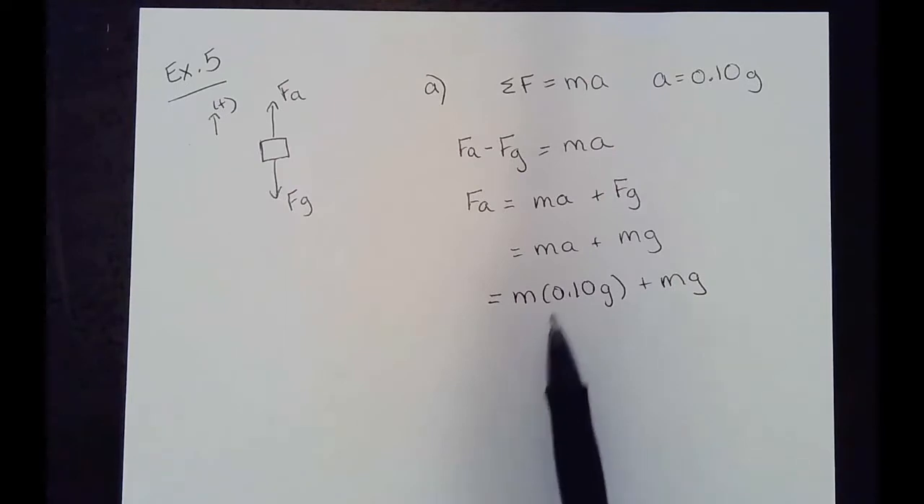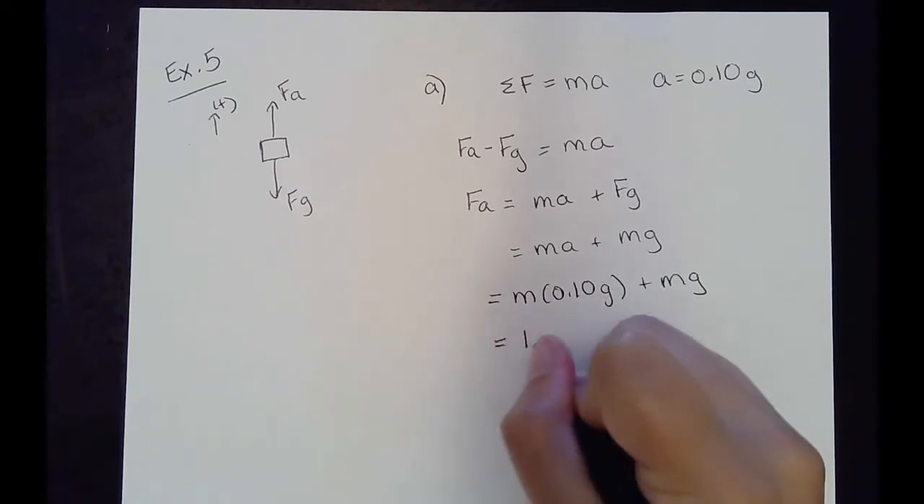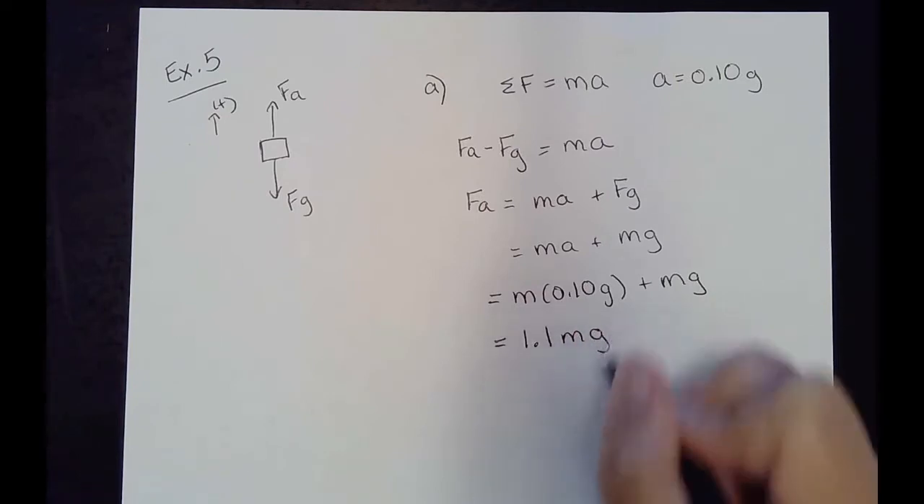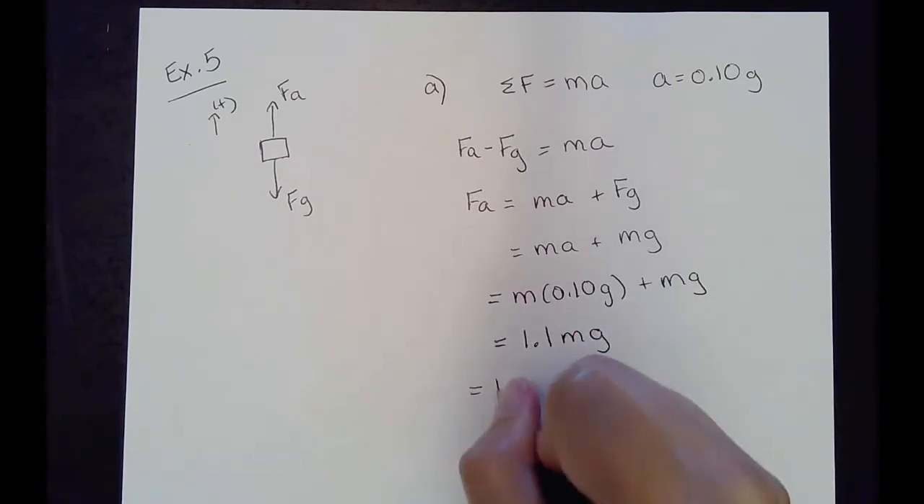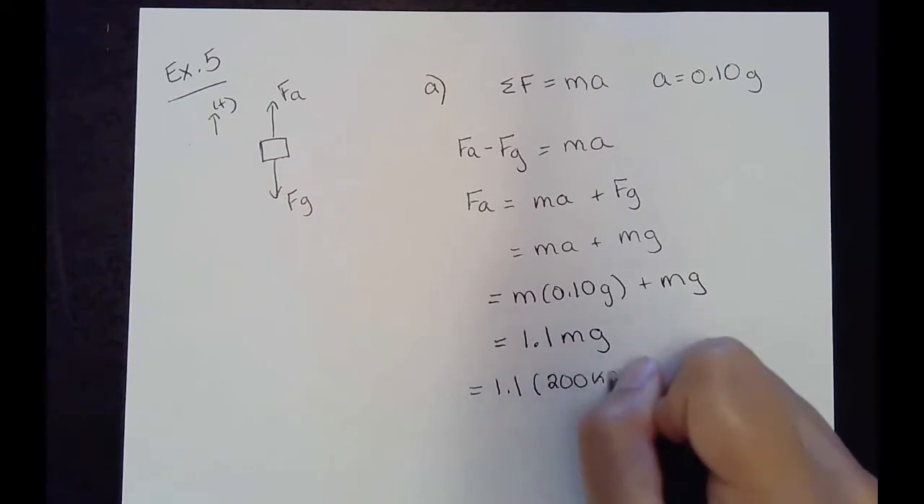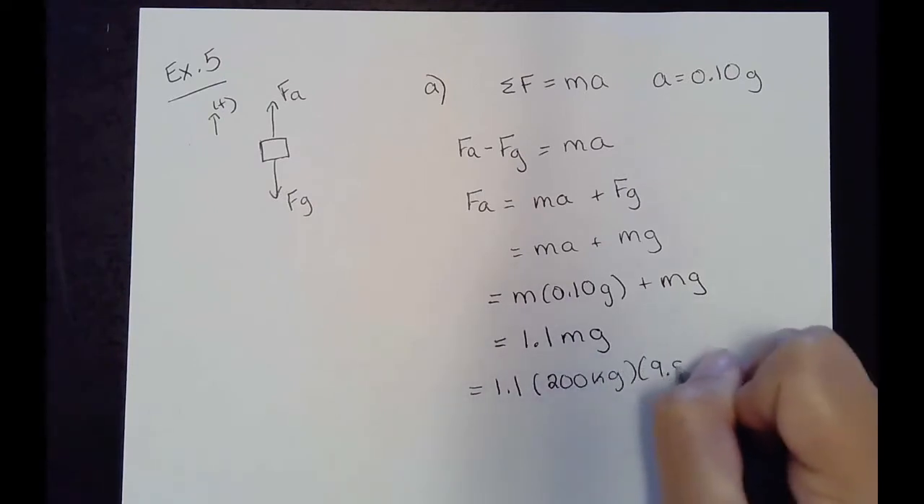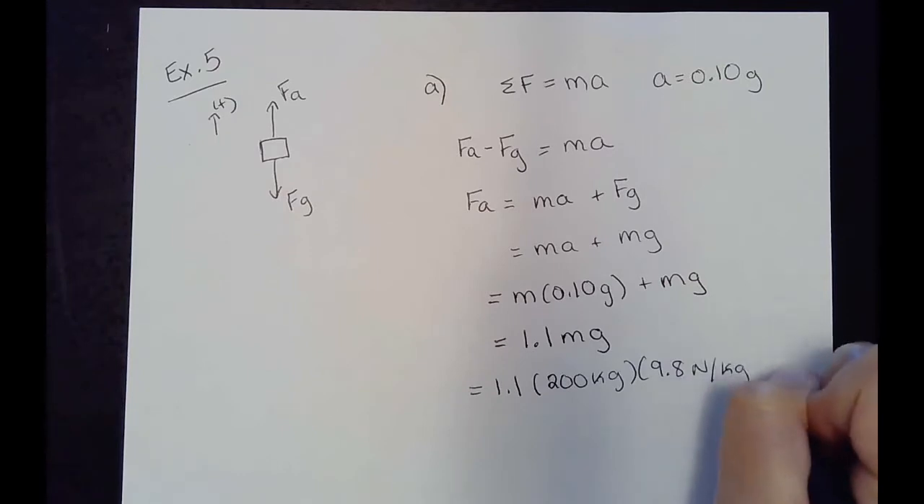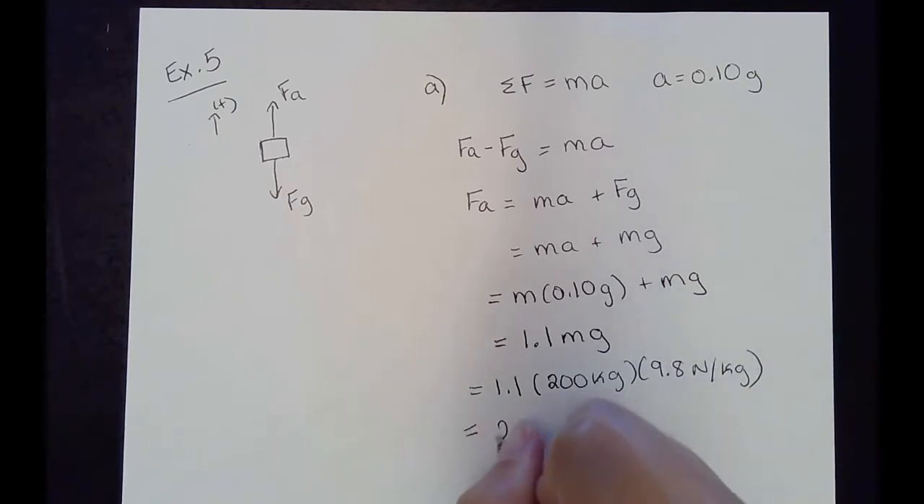We can collect like terms. I have 1 plus 0.1. So 1.1 mg, which is 1.1 times 200 kilograms times 9.8 newtons per kilogram to give 2,156 newtons for the thrust force.